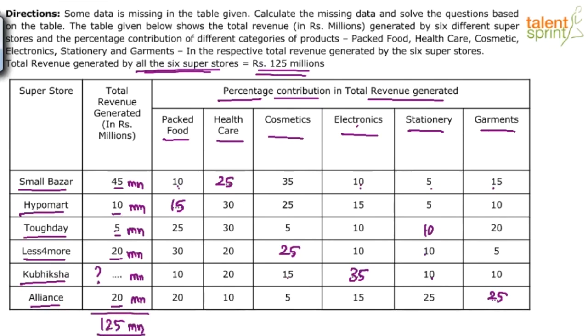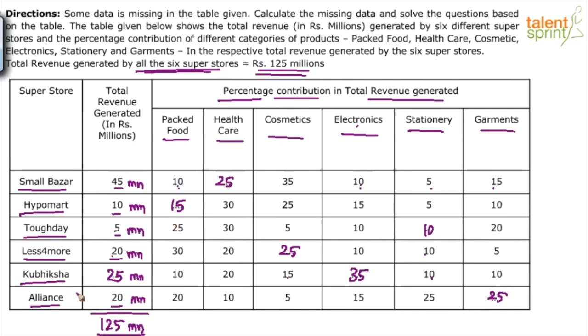Yes or no? Now find out the balance value. 45 plus 10, 55 plus 5, 60 plus 20, 80 plus 20, 100. So this has to be 25 millions. You getting it? Done. So filling up these gaps would not take more than a minute, right?